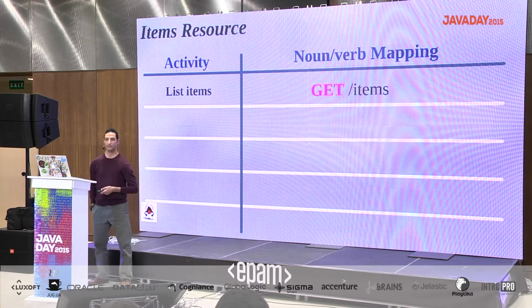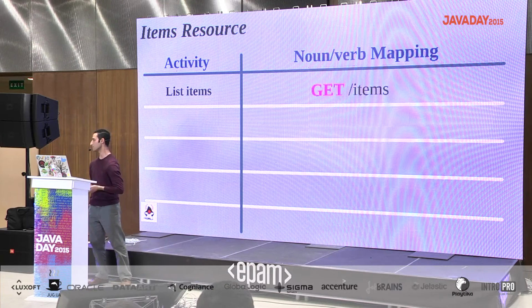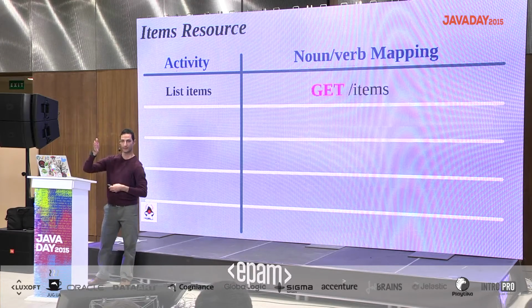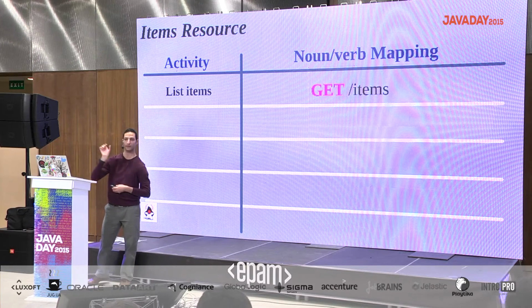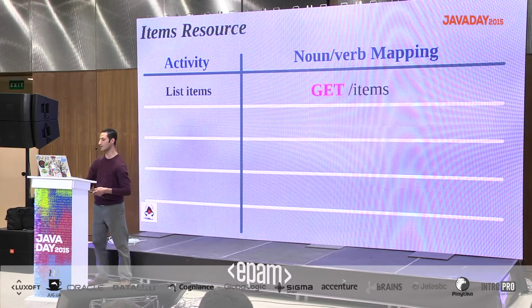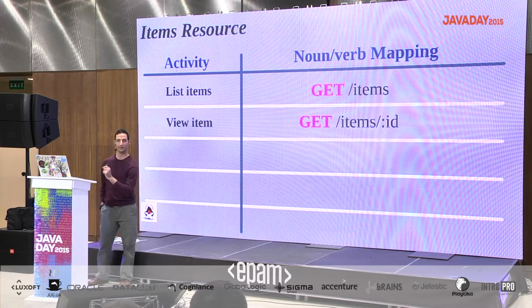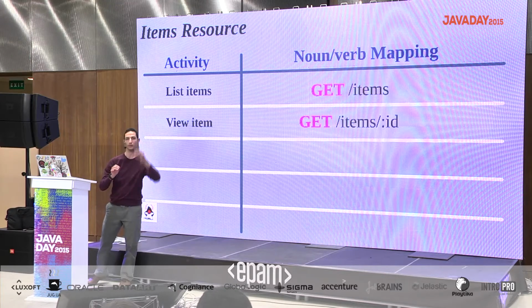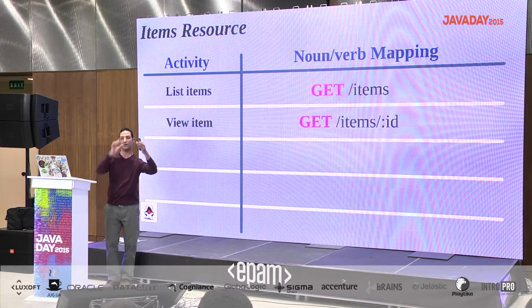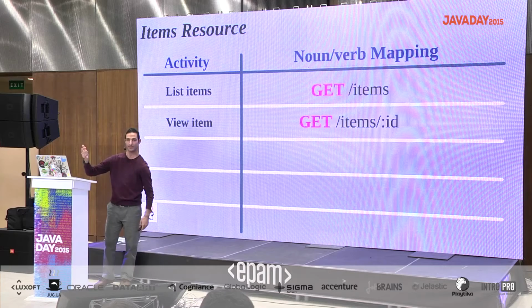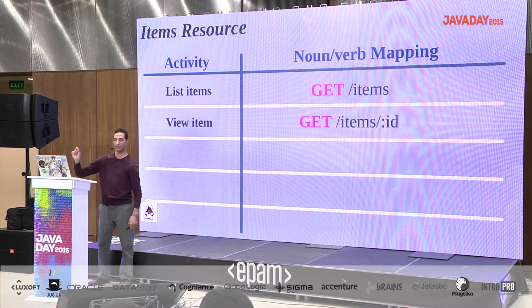We have the list items activity. We can GET items, so get all items. The first element of your URL is always the noun, which is items. The second one, view items: you can get item by ID. So always bear in mind that when you design, the first thing is the resource, then the action, which is the verb. This is when you design your API.